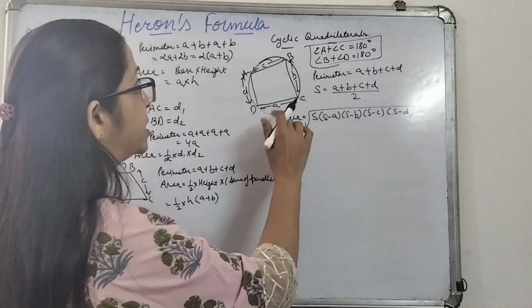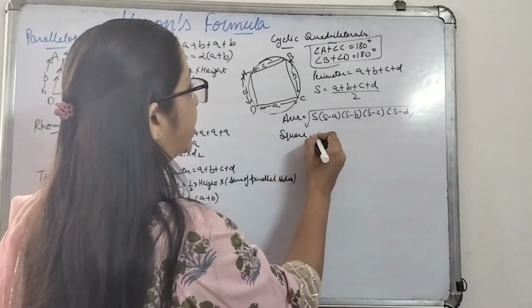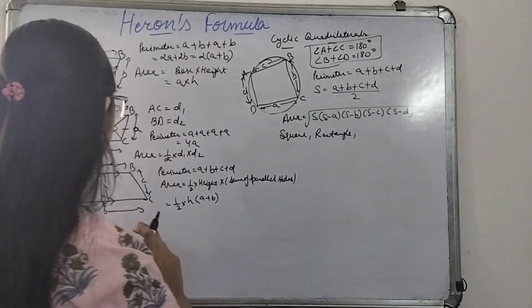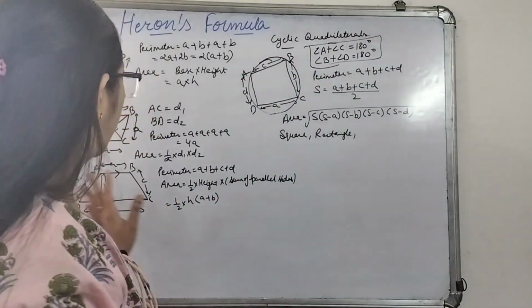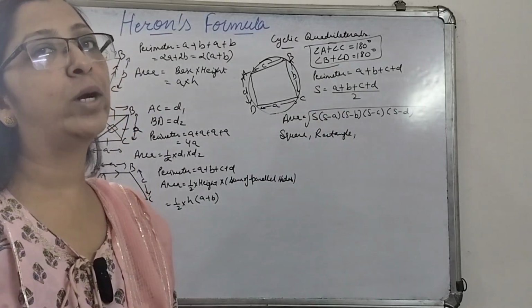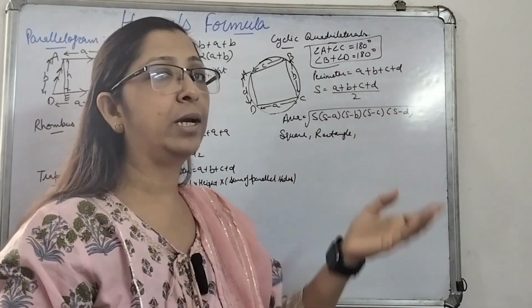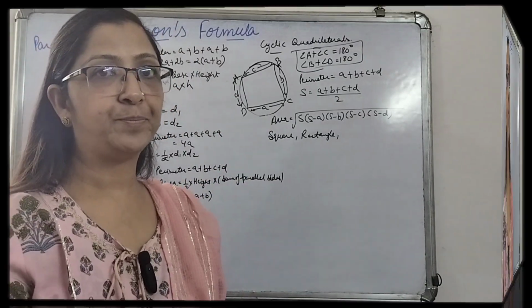Now we can see over here that a square is also a cyclic quadrilateral, a rectangle is also a cyclic quadrilateral, and an isosceles trapezium is also a cyclic quadrilateral, because in all these three, the sum of opposite angles is 180 degrees. So all these are cyclic quadrilaterals, and using this formula, we can find the area of a cyclic quadrilateral.